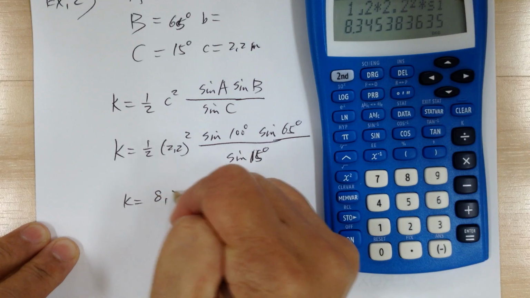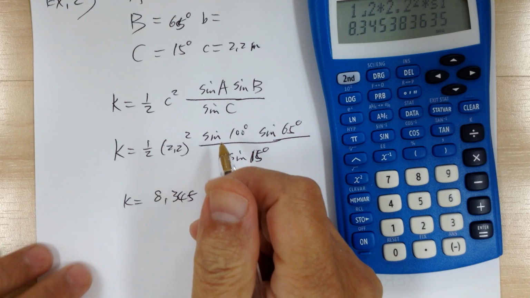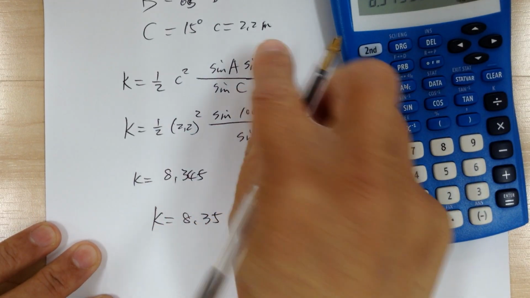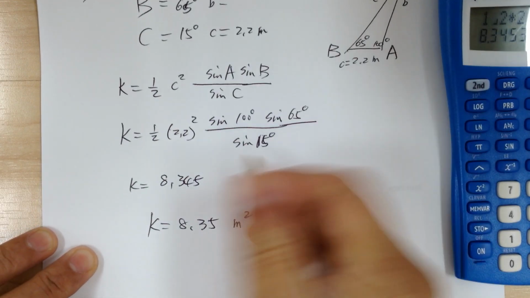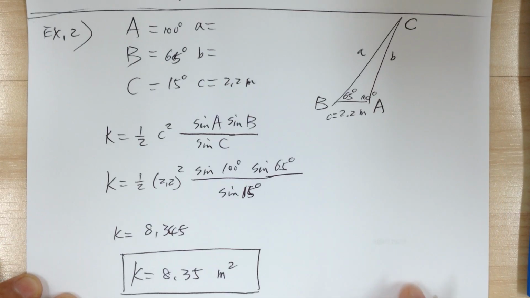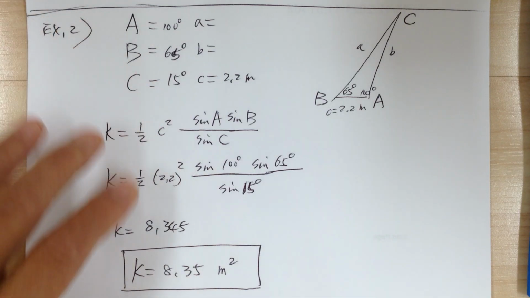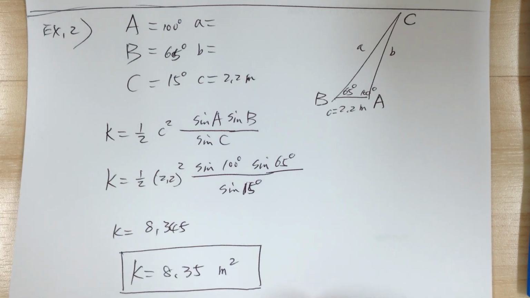so K equal to 8.345, okay, and again 3 significant digits, so K equal to 8.35, and the label is meter, so area would be meter square, right? Okay, and that would be the answer, okay? And notice by doing this, you don't have to worry about what kind of case it is, okay? Notice in the book it tells you about what kind of case. So it doesn't matter what kind of case, you just go by what you have, okay?